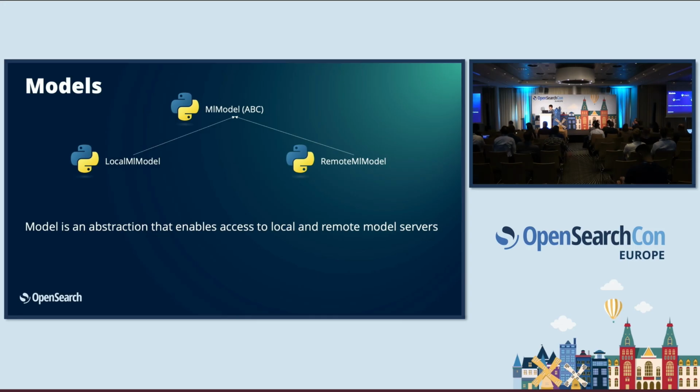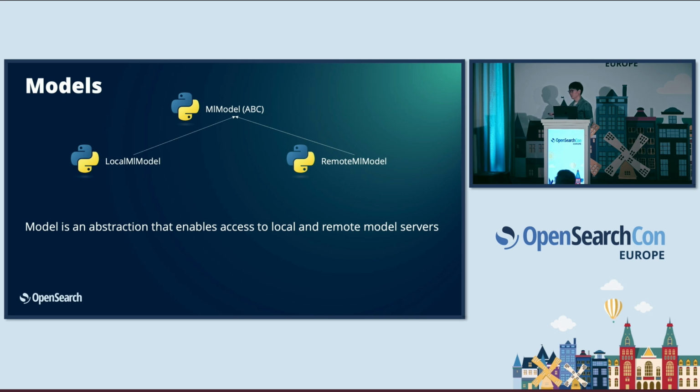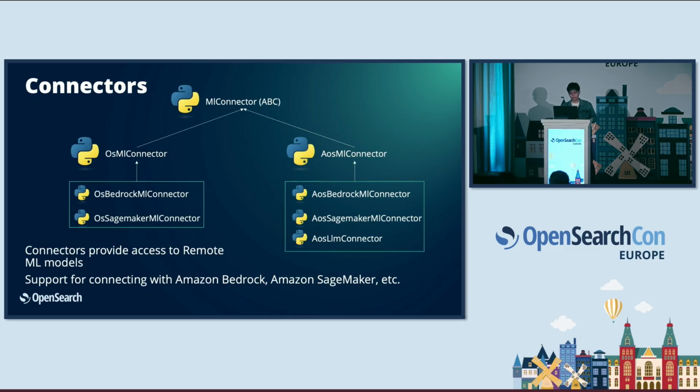For models, we have both local models and remote ML models. For local ML models, we are going to download that model into the OpenSearch cluster. And for remote ML model, the model is actually hosted on a remote service. It can be either Bedrock or SageMaker. To use a remote model, we are going to use the connectors.